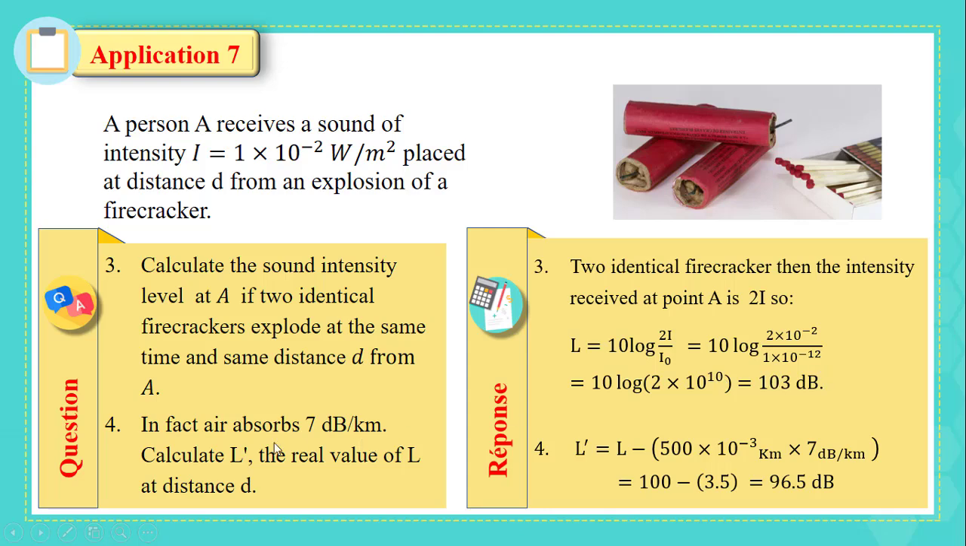In part 4, in fact, air absorbs 7 decibels per kilometer. Calculate L prime, the real value of L at a distance d. Here we have to say that L prime is equal to L minus 500 times 10 to the power minus 3 kilometers. Here we have converted from meters to kilometers, multiplied by 7 decibels in 1 kilometer. It will give 100 minus 3.5, which is 96.5 decibels.